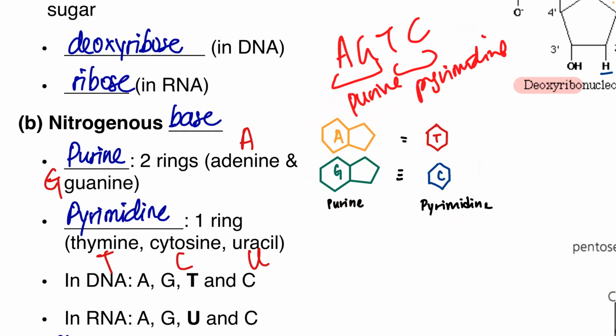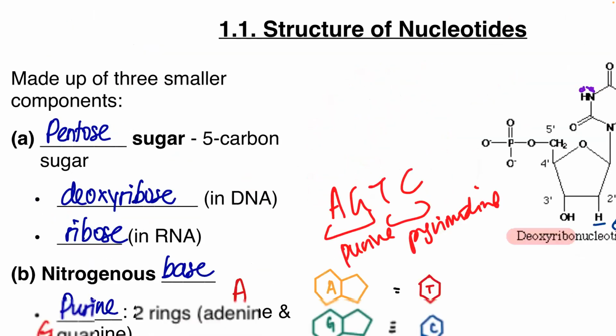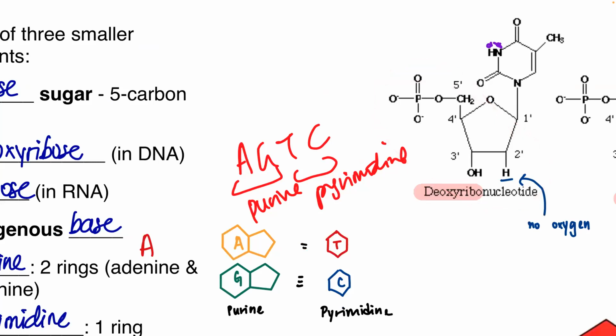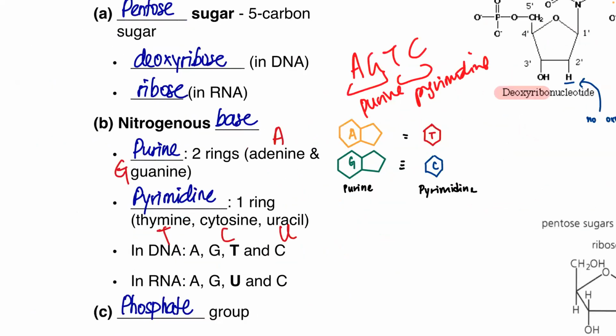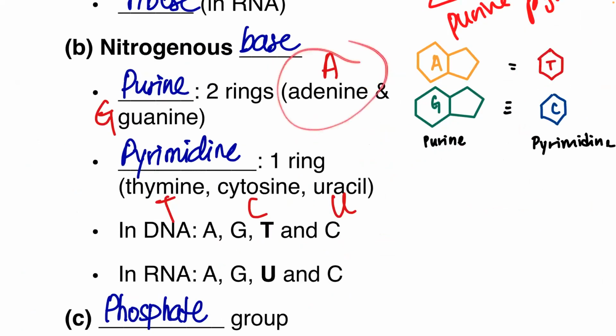Okay, so they are the nitrogenous base, and they are what dictates the difference in identity. Because the skeleton, this part, is always the same for all DNA nucleotides. They only differ in terms of the nitrogenous base. So the A stands for adenine, guanine.